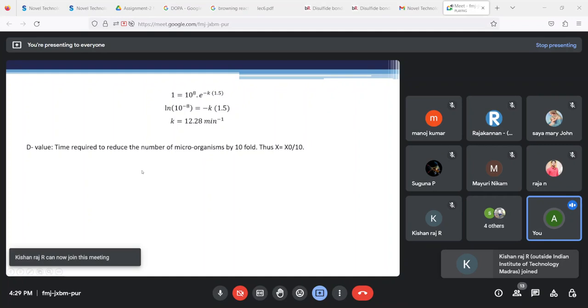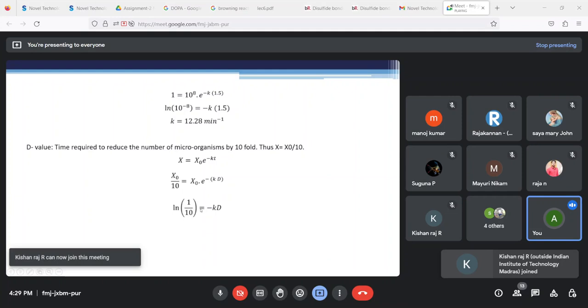So if you now plug into the same equation, x is equal to x naught e power minus kt. Since it is decimal reduction value, that is, you are decreasing the number of microorganisms by 1/10, this will be x naught divided by 10, equal to x naught e power minus kD. Here, since D value is the time required, you can substitute t as D. So you can cancel x naught on the LHS and RHS, and you'll have 1 by 10 equal to e power minus kD.